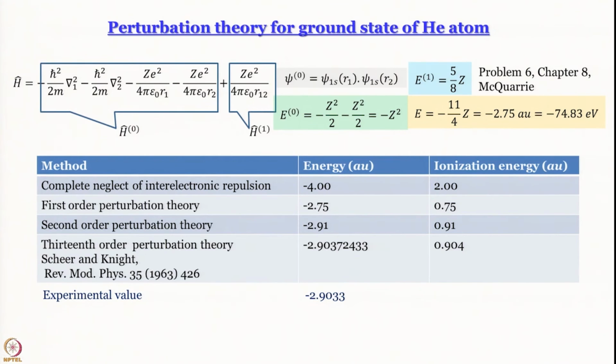Not bad. So, using perturbation theory, you can actually get pretty close to the experimentally observed value, and see your variation upper limit theorem applies here as well, right. We are not crossing it. Minus 2.90372 whatever is still more than minus 2.9033. So, that is what we get by using perturbation theory for our helium atom ground state.